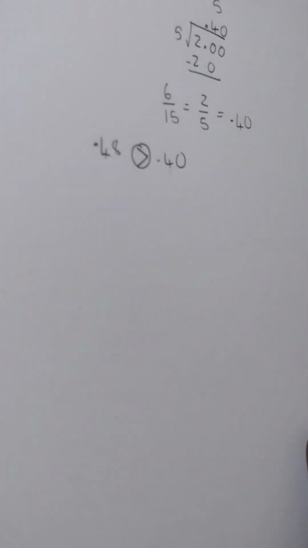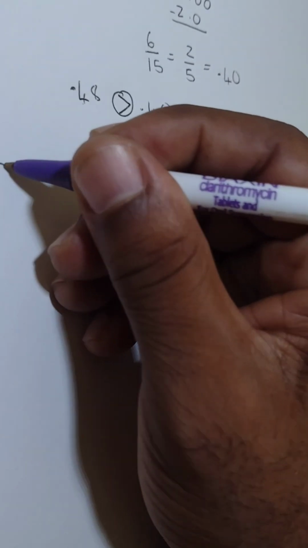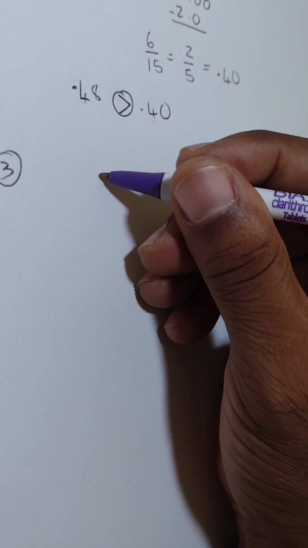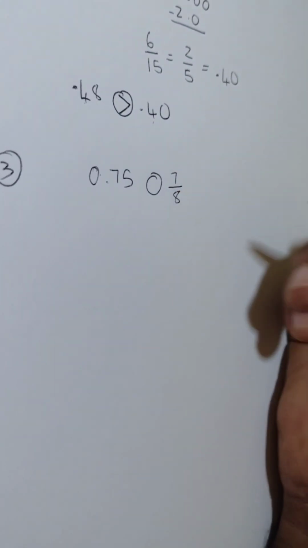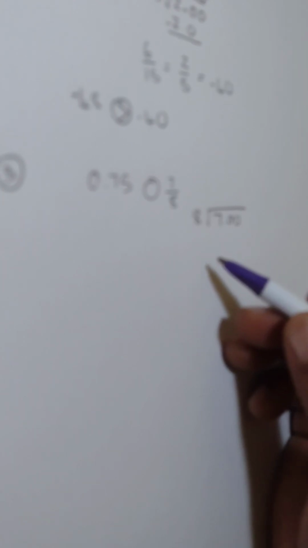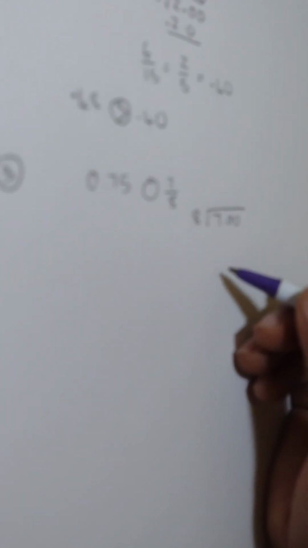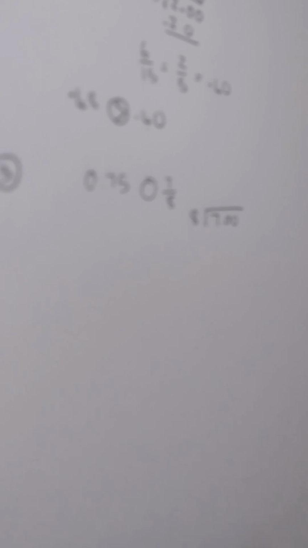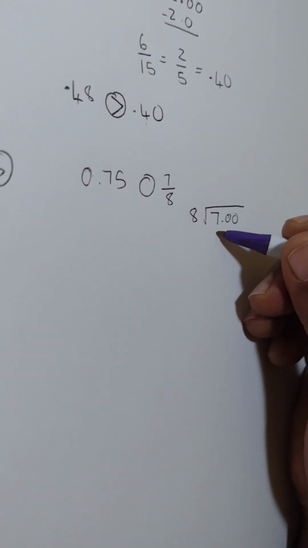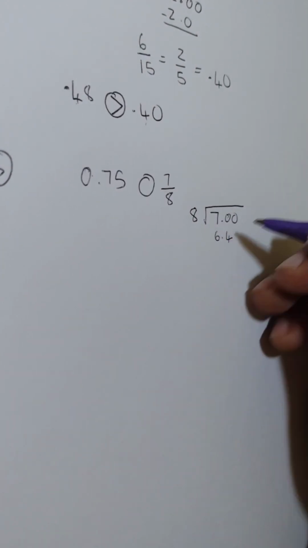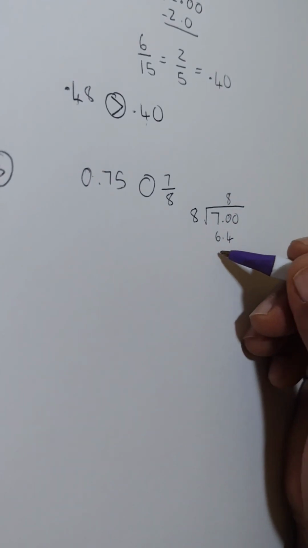Okay, problem number 3. Problem number 3 is the second problem. What I have here is I'm comparing 0.75 and I'm comparing it to 7 divided by 8. So we have to know our 8 tables. I'm going to divide 7.00 by 8. How many times does 8 go into 70? 8 times 8 is 64. I have to know my 8 tables, right? Focus, focus, focus. Okay. So here we put 64, line up our decimals. That's 8 times, subtract.